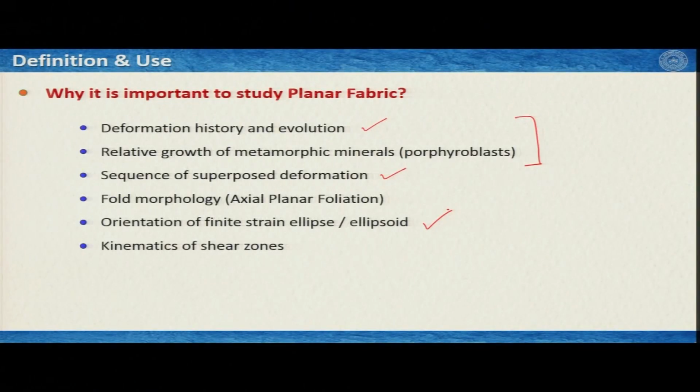Foliations are also very important in figuring out the orientation of the strain ellipse and strain ellipsoid. We will learn about it later. And finally, to reveal the kinematics of the shear zone, whether the shear zone is moving dextrally or sinistrally, foliations are one of the key parameters that we use. So, all these are very important, and based on the problems you encounter in the field, you may use foliations in different ways, but these are the general uses of foliations that a structural geologist can think of.